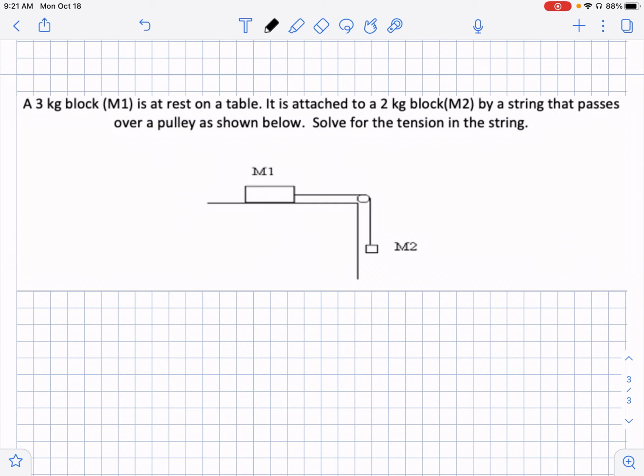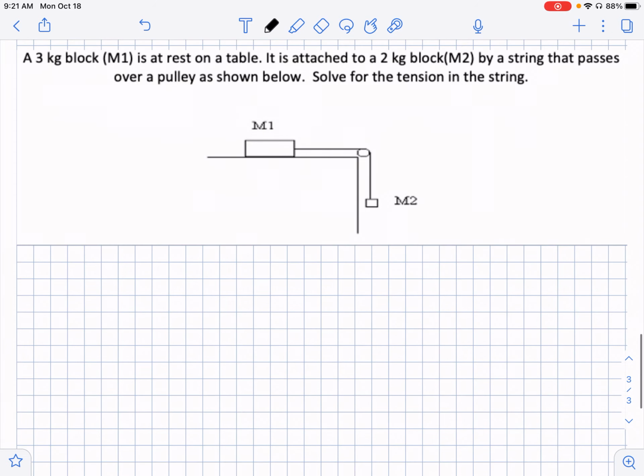Now, another example here is if we have something like this. So this one says we have a 3 kilogram block, and then it's at rest on a table. It's connected to this other block of 2 kilograms, and that string goes over a pulley here. And so we're going to solve for the tension in the string that's running over the pulley. So let's start out, let's make our free body diagrams. For the M1, it's a 3 kilogram block. So we'll draw that down here, Fg, and that equals 30 newtons. And the normal force is going to also be 30 newtons.